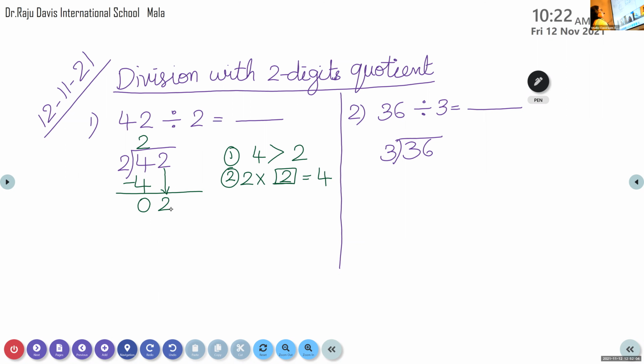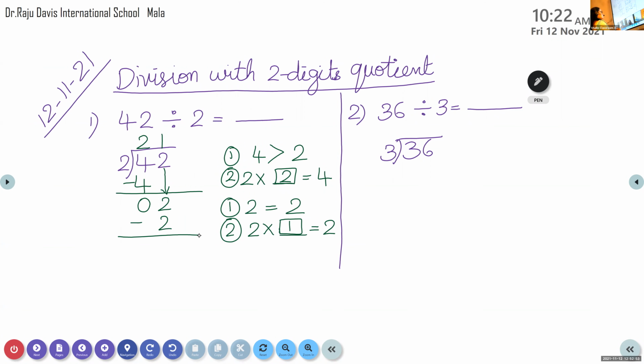Fida, what is the next step to be done after bringing 2 down? Then we want to compare. Yes, again we have to start from the first step. The dividend and the divisor are to be compared. 2 and 2 is equal. Yes, equal. So move to the second step. 2 into dash is 2. 2 into 1 is 2. So that 1 will go up, above the 2, and the product will come down under that 2.